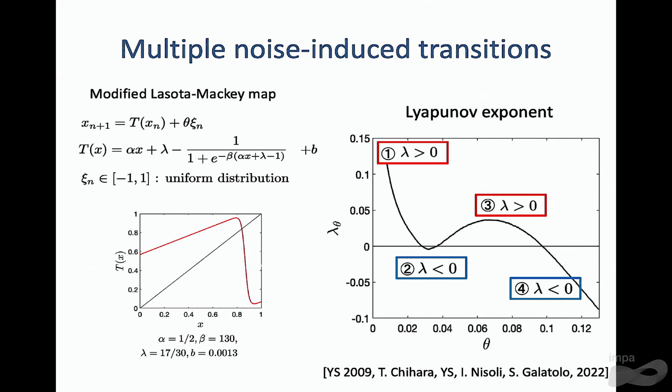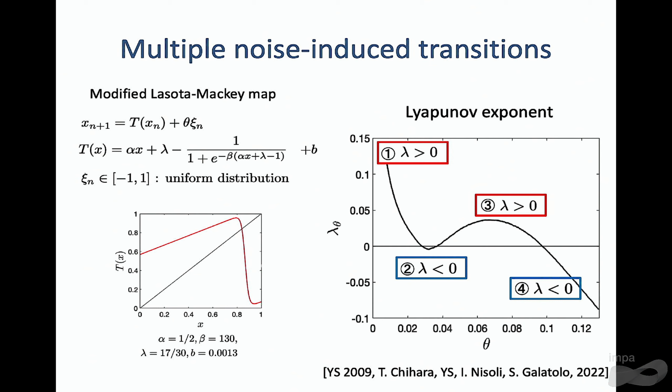So we found rather new phenomena, an extension of this view. It's multiple noise-induced transitions on this map, which we named the modified Lasota-Yorke map. Adding additive noise, we observe multiple transitions. We start with chaos. Adding noise, the Lyapunov exponent becomes negative first, and increasing the noise level, we observe chaos again, lambda positive.